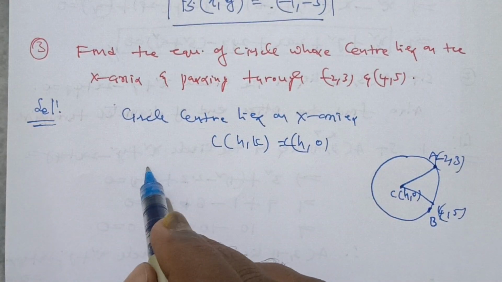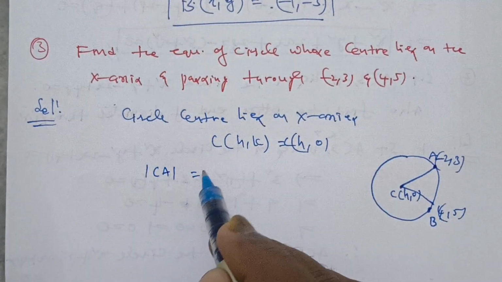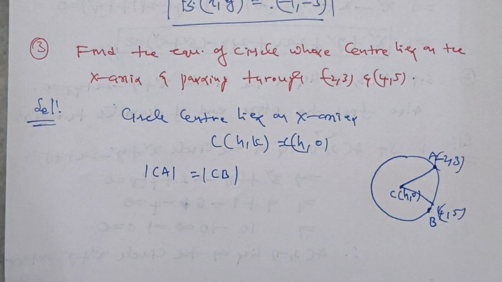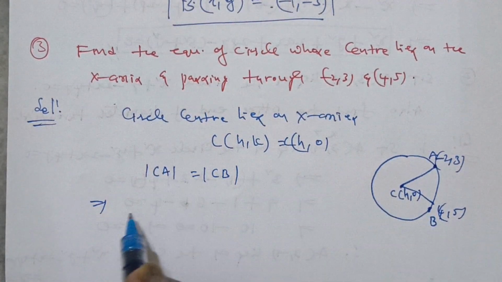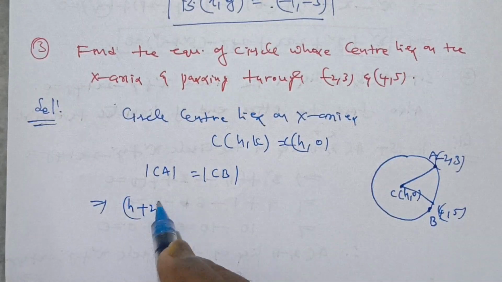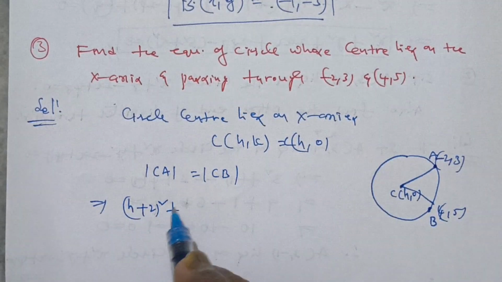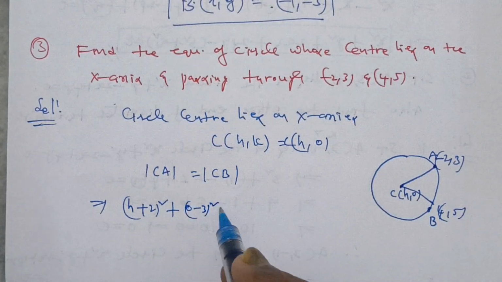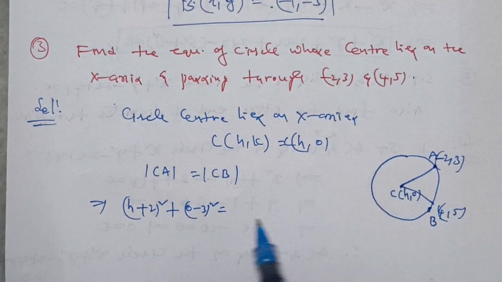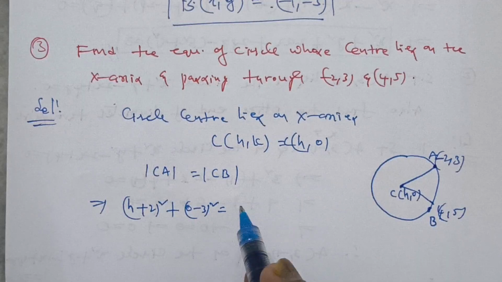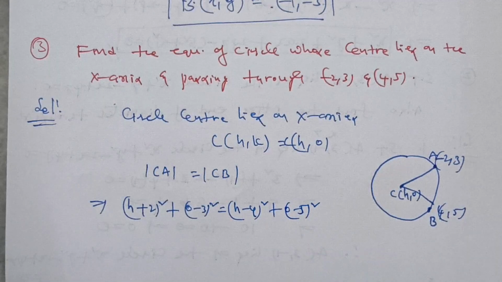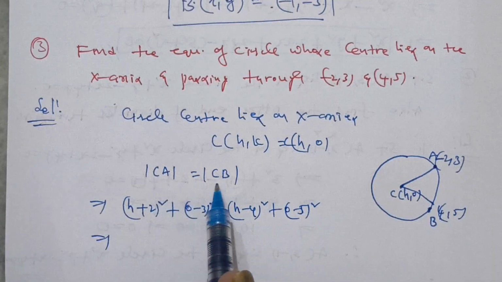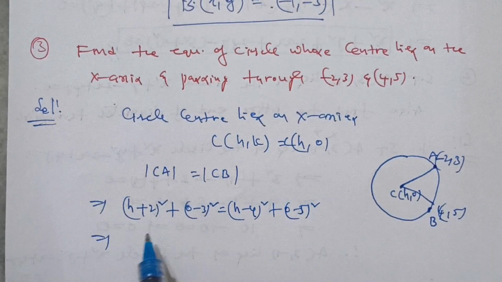So the distance |CA| equals |CB|. By using the distance formula for the two points, (h + 2)² + (0 − 3)² = (h − 4)² + (0 − 5)². By using this, we need to find the h value here.